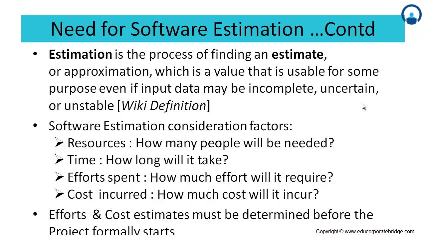So input data may be incomplete, uncertain, unstable. Essentially what this definition is trying to say is, even if some of the parameters are not complete or not known at this point, you make assumptions and, looking at the other available data points, come out with an approximation method: this is the estimate which holds true with the available data points, with some of these unknowns being handled with the help of assumptions.